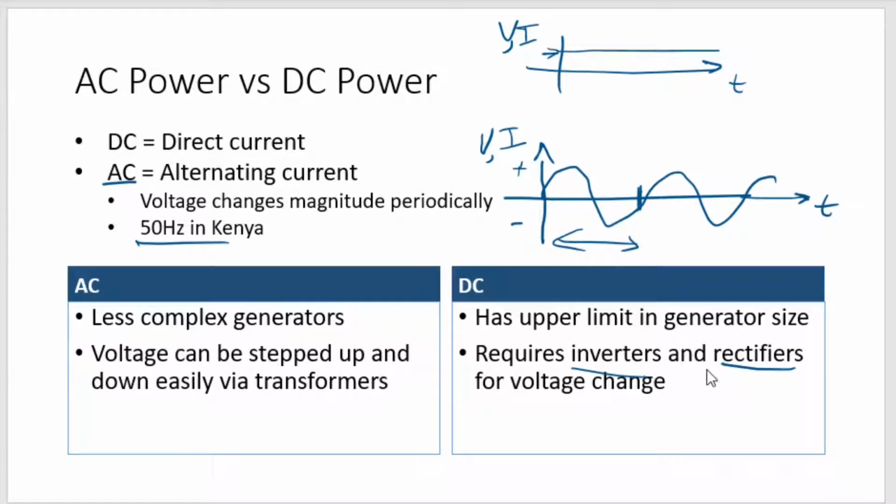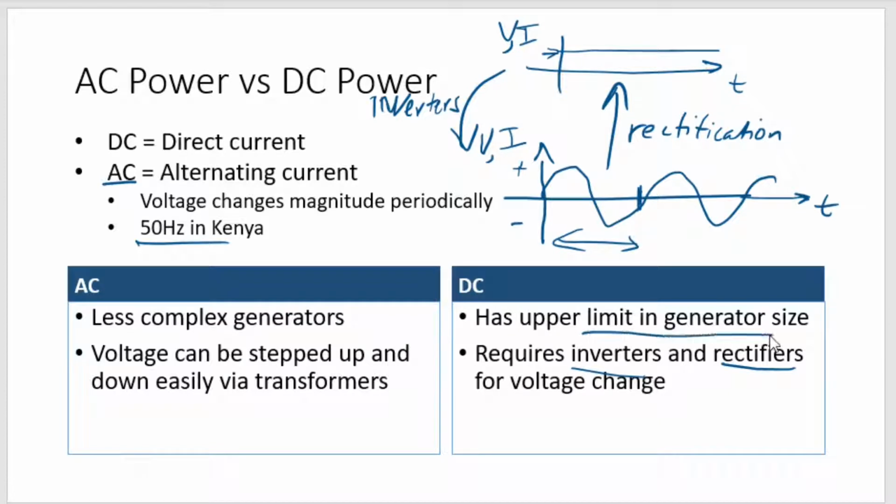So the voltage that comes out of your generator is AC, then it needs to be rectified. The process of changing AC into DC is called rectification. And the process of changing DC into AC is called inversion. At the same time, one of the disadvantages of DC is that there is a limit in the size of generator. Because of the need for this process of rectification, the amount of power that can be generated directly into DC has a limit on its practical size.